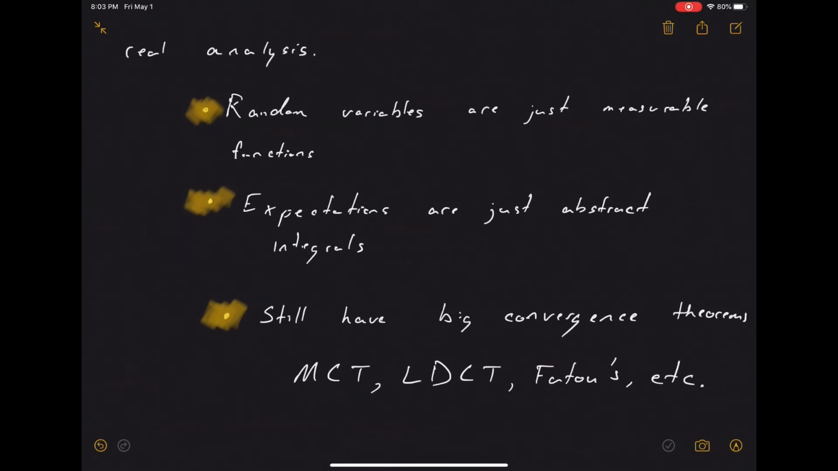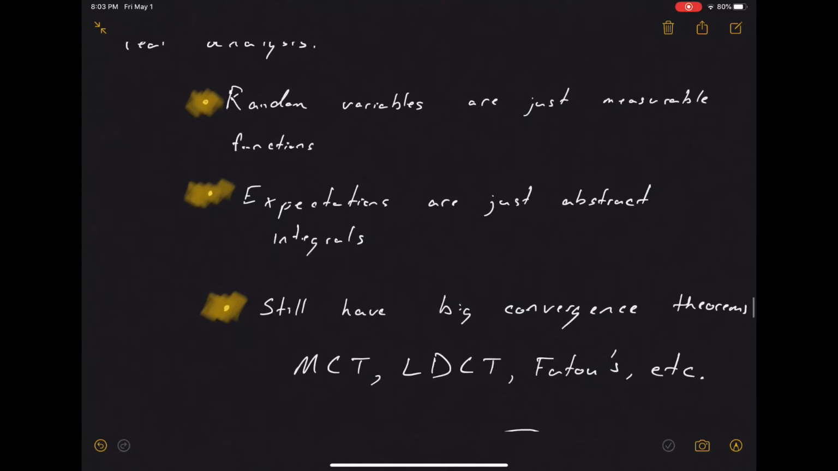We don't even need metric space structure. Let's see, do we even need topology? Do we need a Borel sigma algebra? I don't think so. I think we can just have an abstract set, so just some abstract set omega.